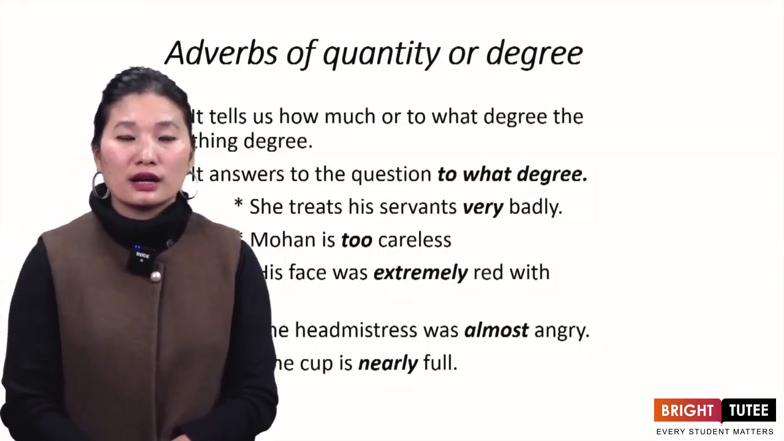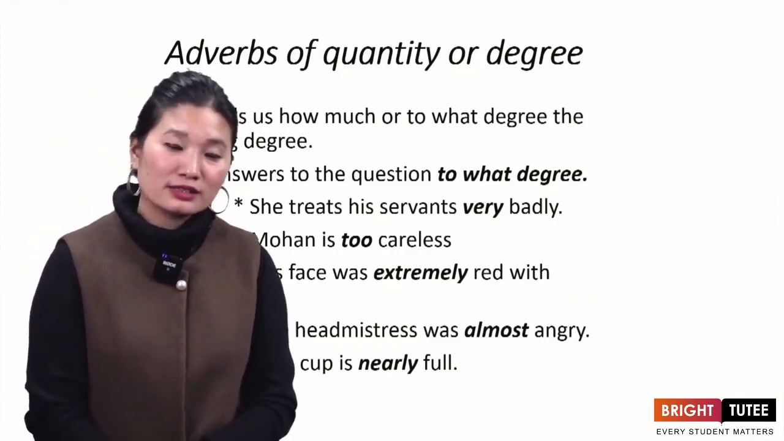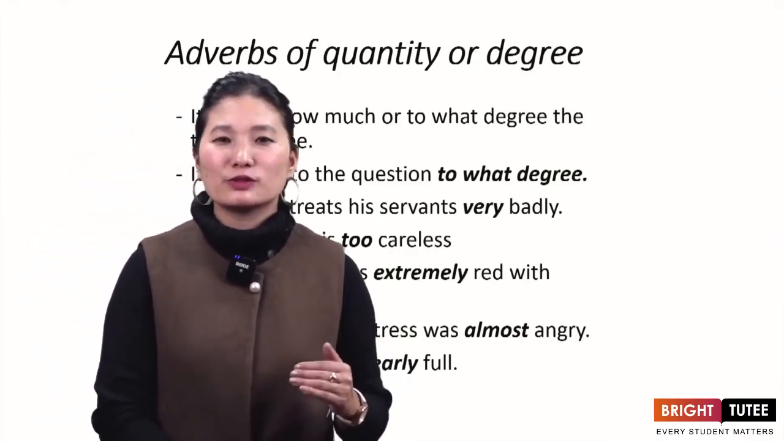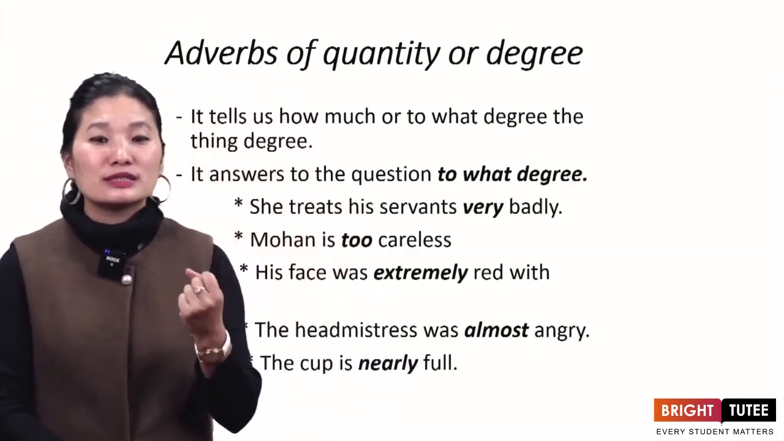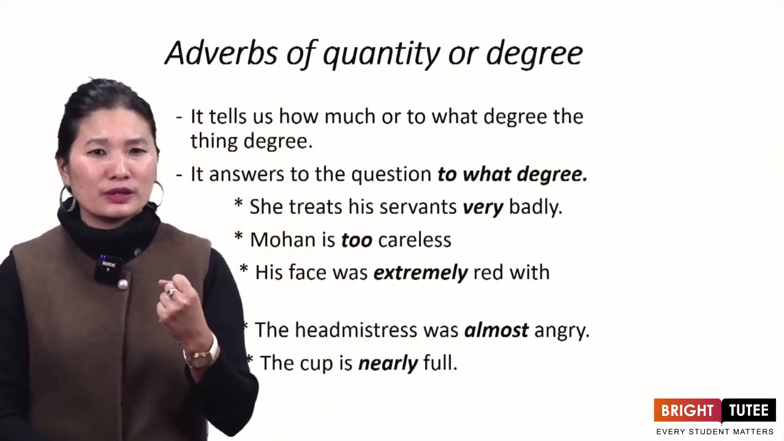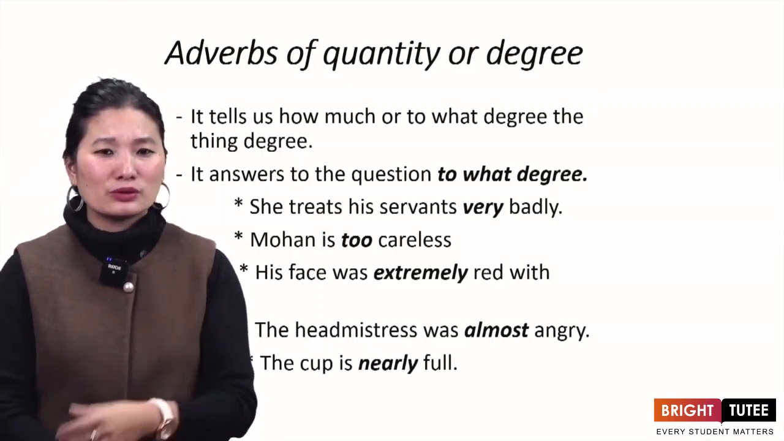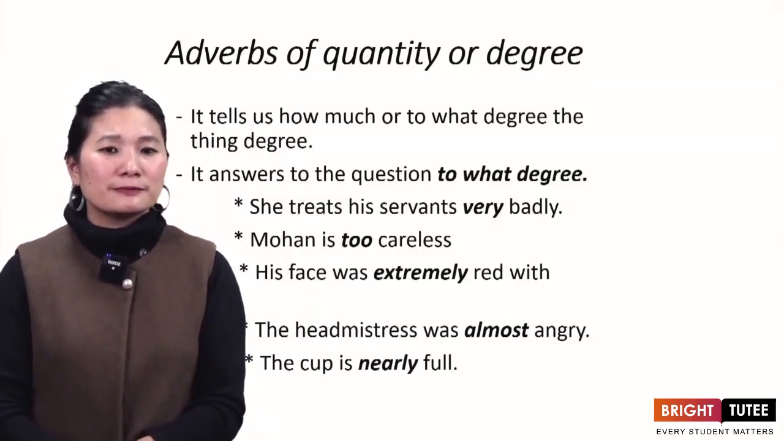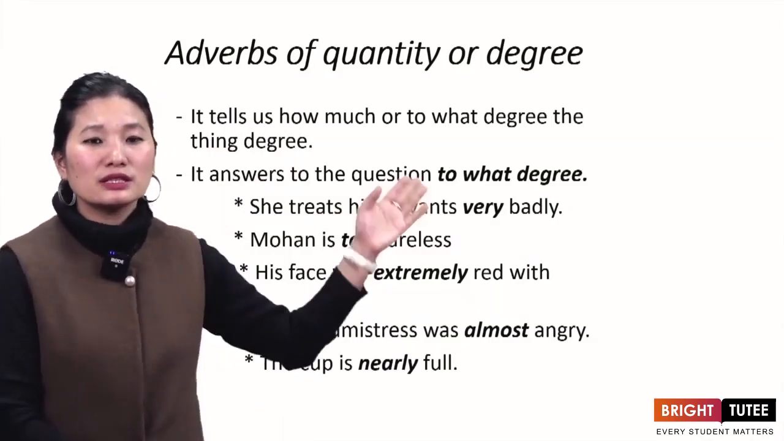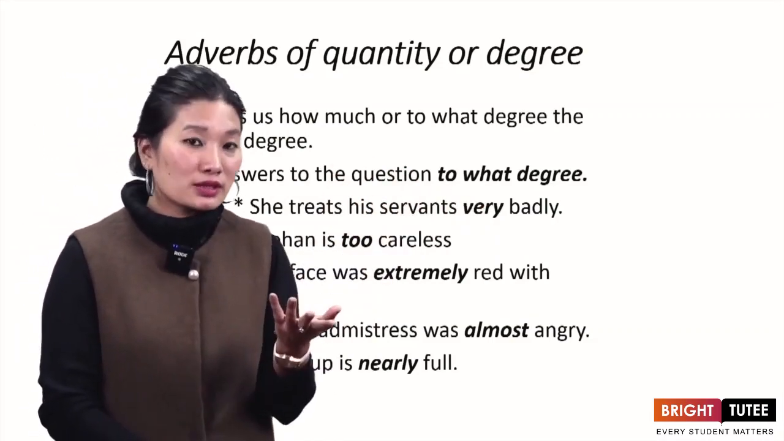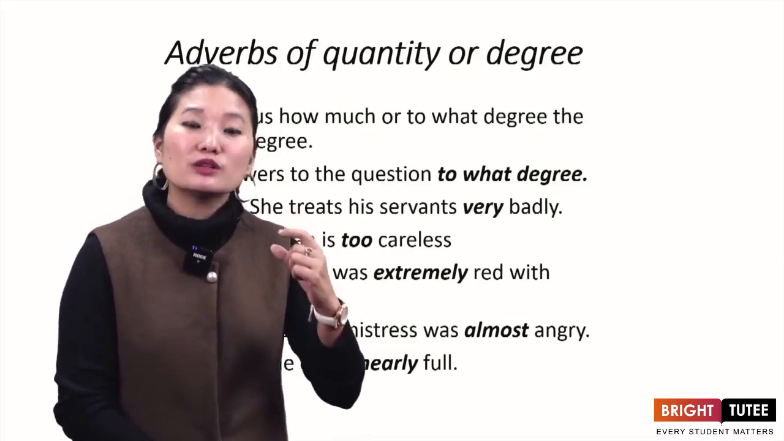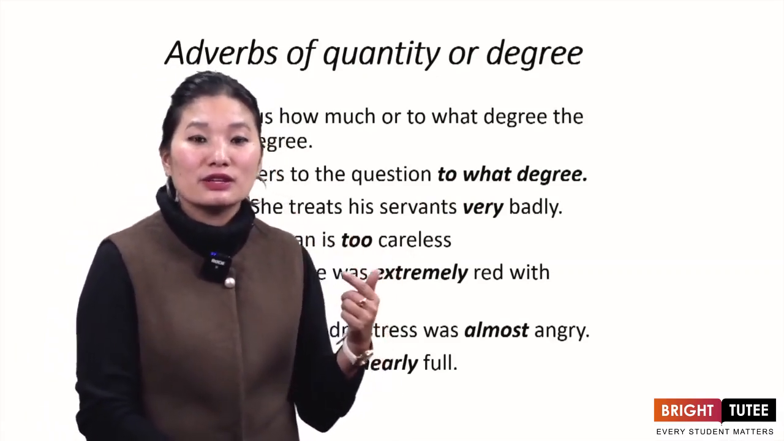I studied hard. How hard? Very hard. Example, I studied very hard for the exam. Very hard is the adverb of quantity or degree. We know quantity is amount, right? She treats her servants very badly. How does she treat her servants? Very badly. The word very is signifying the degree, okay?